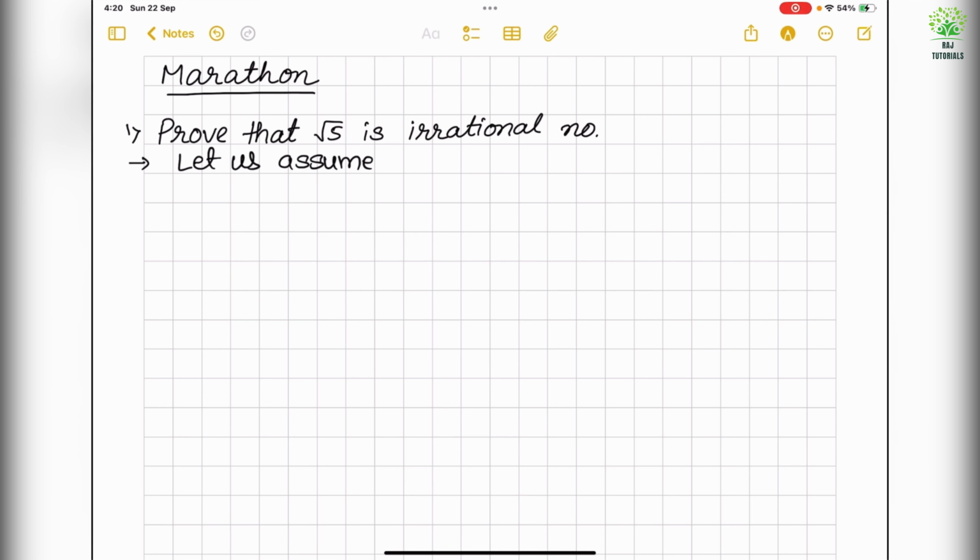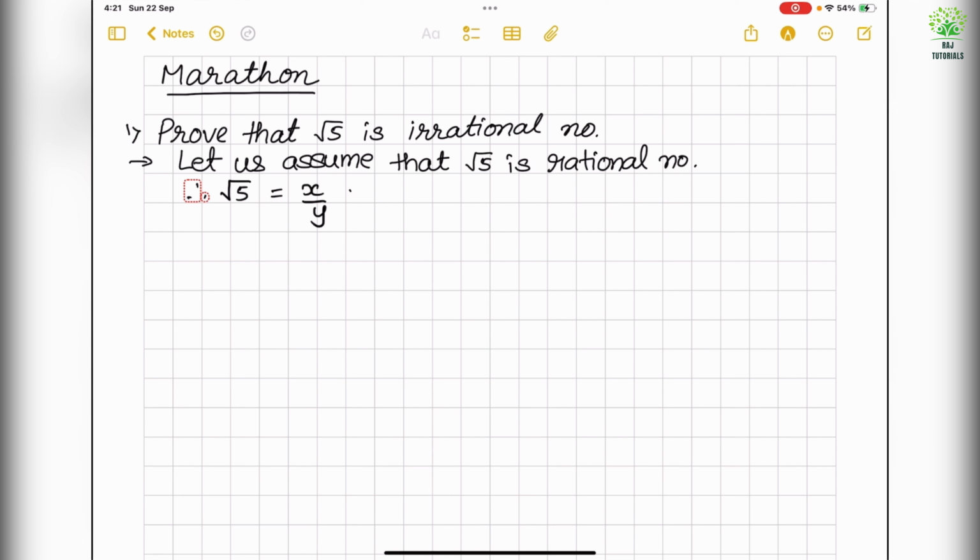So here I can say, let us assume that root 5 is a rational number. Now, if it is a rational number, then I can say root 5 will be x upon y, where x, y are co-prime. That means they don't have any other factor, leaving one, common between them.